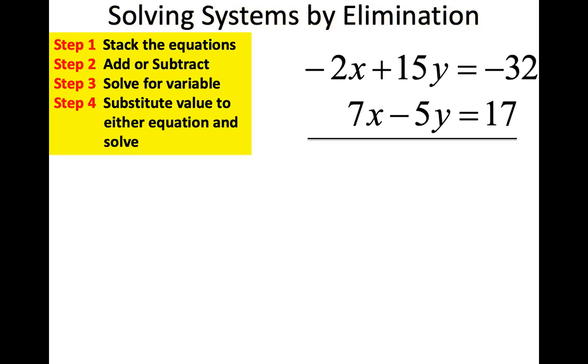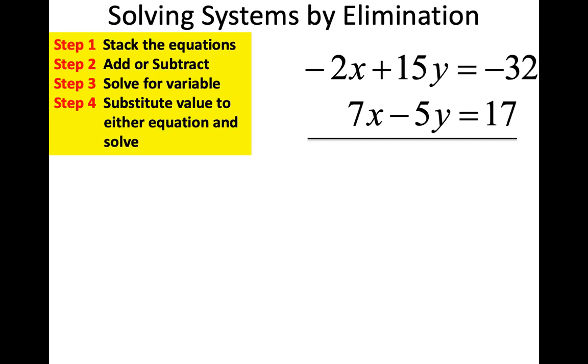Hey, the numbers don't match. Hey, the numbers don't match. Well, let's make a match. You got a choice. You can either match the x's or the y's. Pick one, Aiden. The y's. Let's match the y's. Hey, that's a 15. Could I turn -5 into a 15? By multiplying by 3 or -3, your choice.